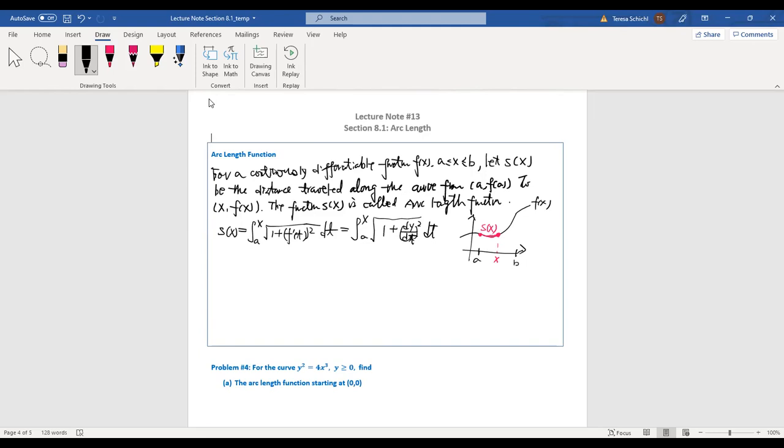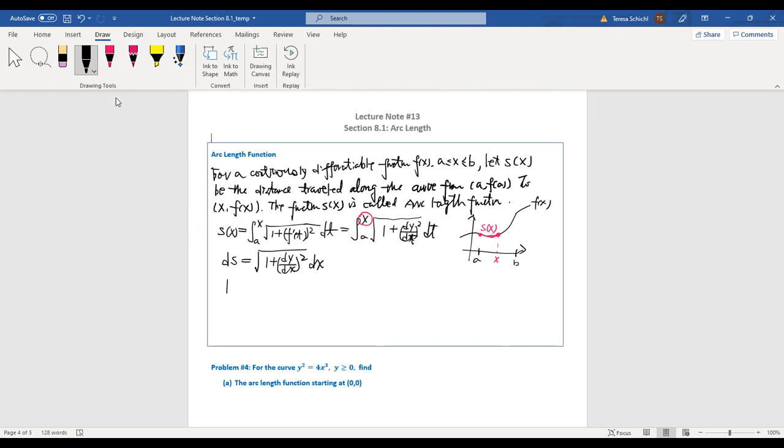This is the formula from the beginning of video 1. Now if I take the derivative of both sides, the left-hand side will be ds dx. For the right-hand side, by the fundamental theorem of calculus, since x is the upper limit, I have just the square root of 1 plus dy dx squared. So you replace the function here.